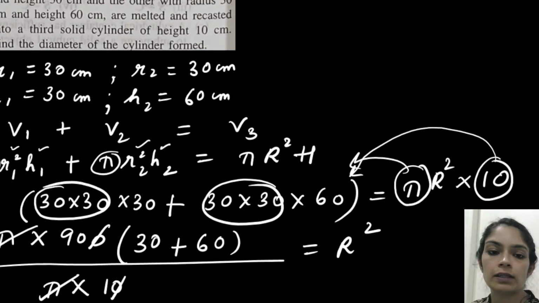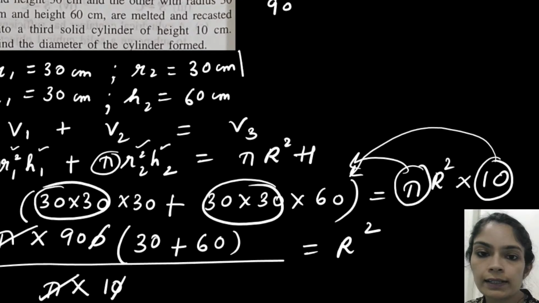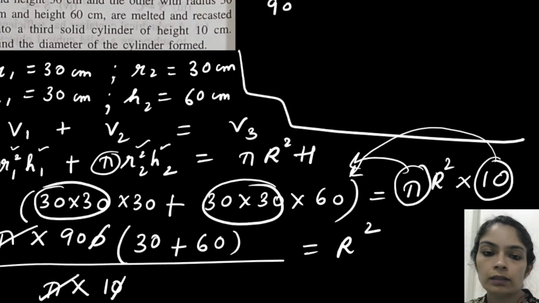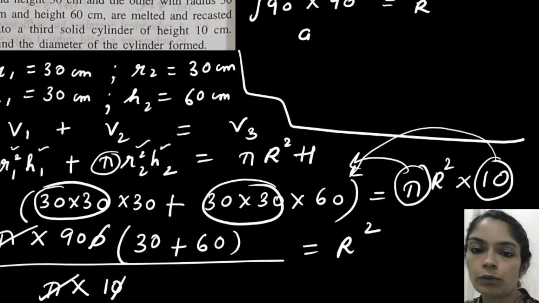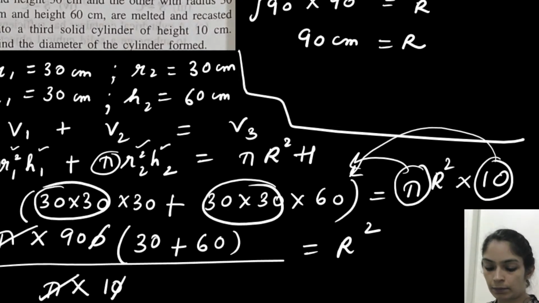So if we take things common, the calculations will become very easy. So 90 is already there. 30 plus 60 is again 90, which equals r square. If we shift the square to the other side, it will become a square root. Under the square root, if I have one pair, I can take it out as a single number. So r is equal to 90 centimeter.